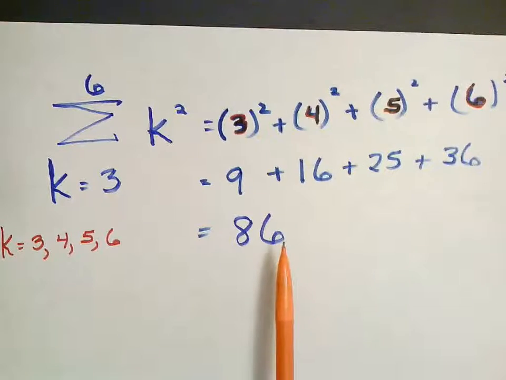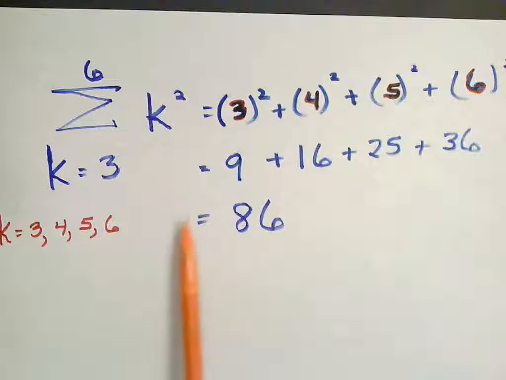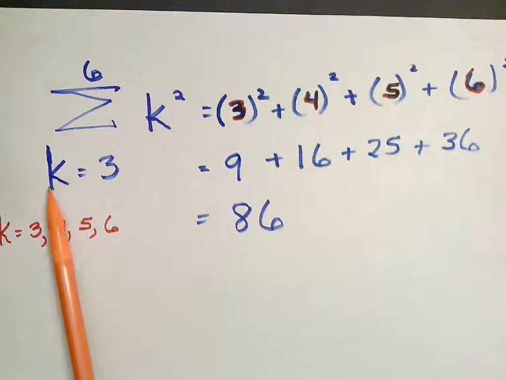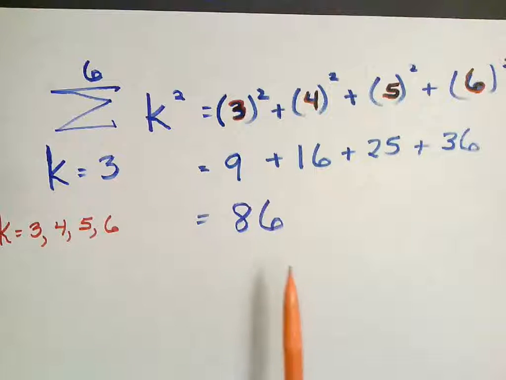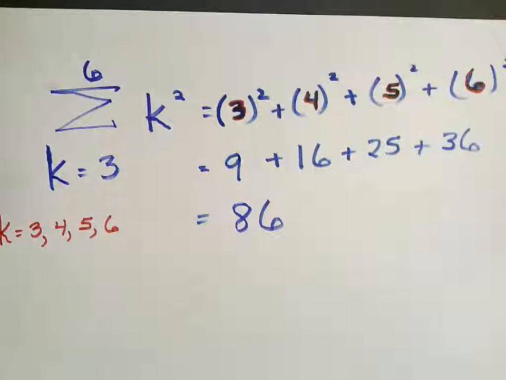So here we have the sum of this series, which will give us 86, where the lower limit again was 3 and the upper limit was 6. Let's look at a third example.